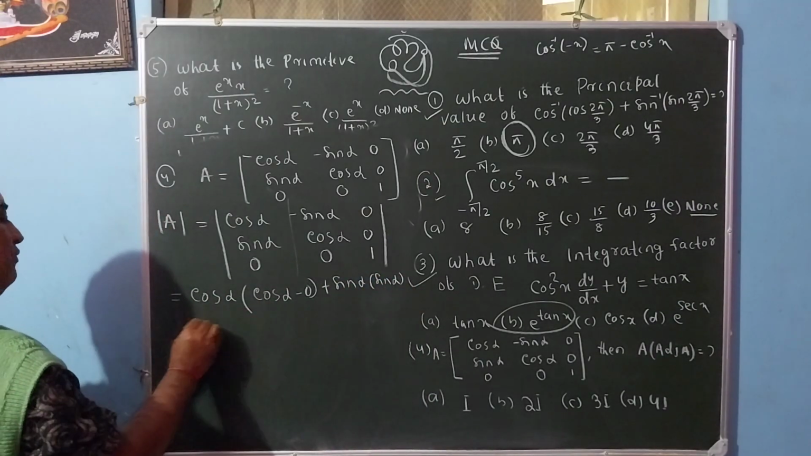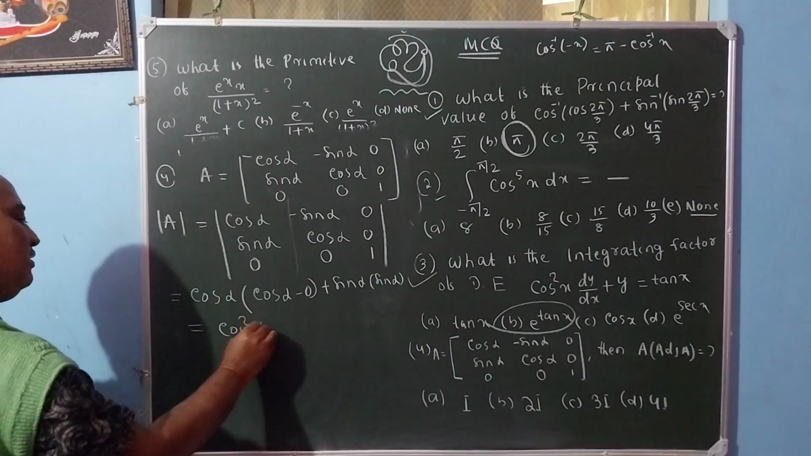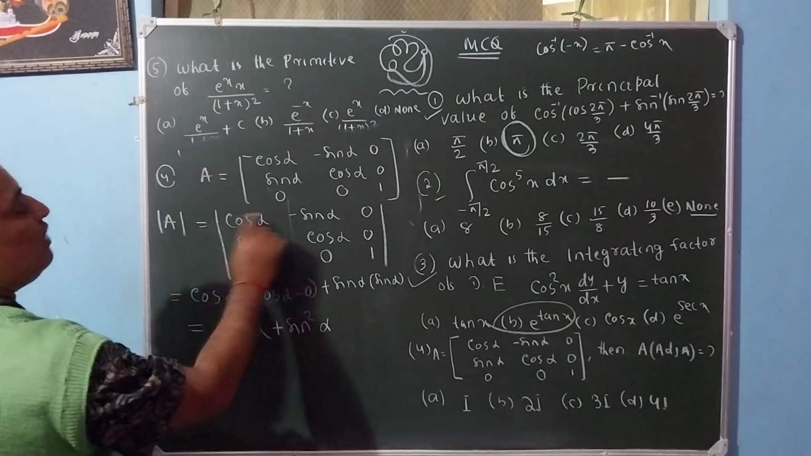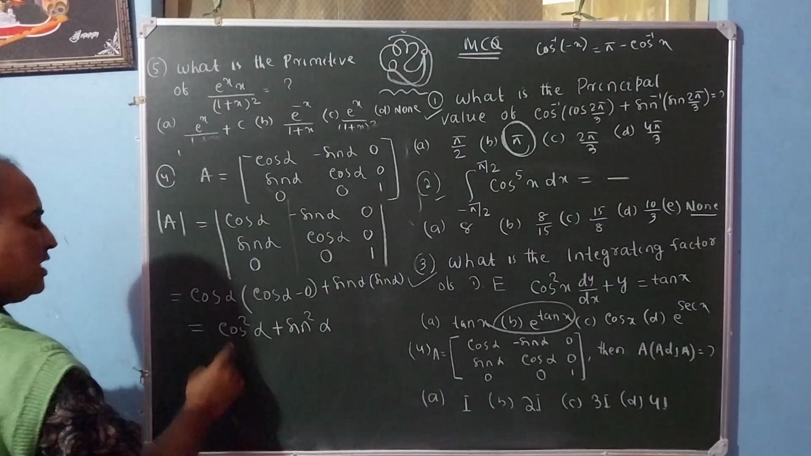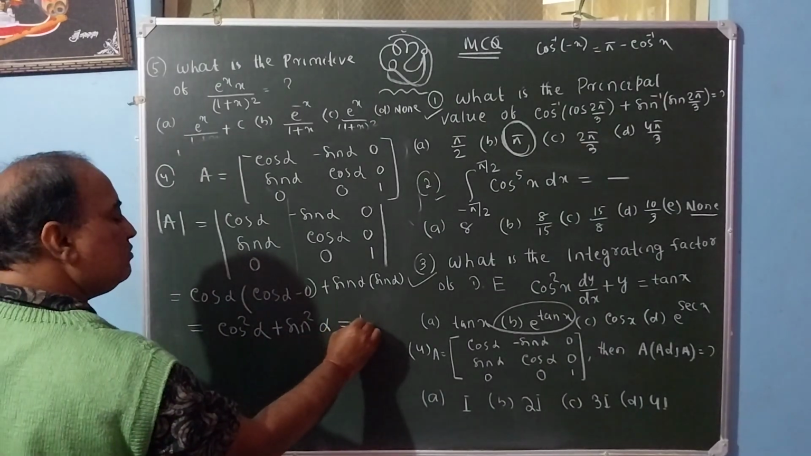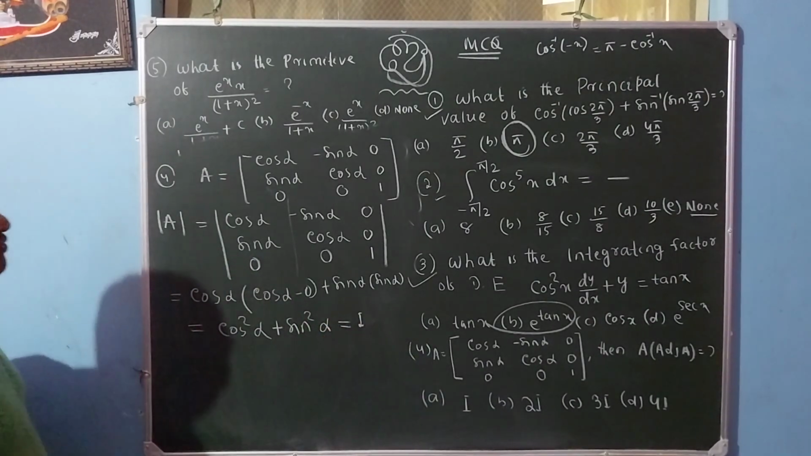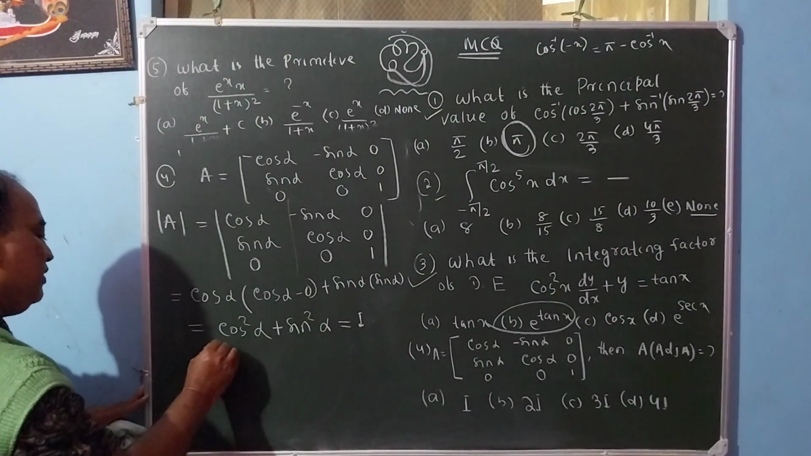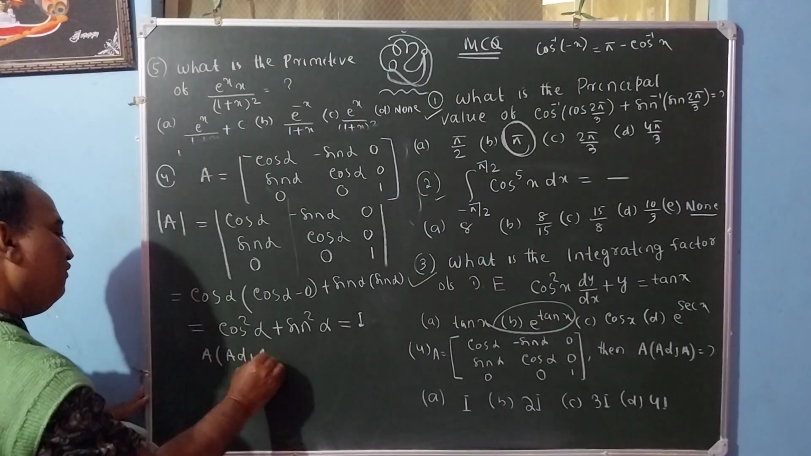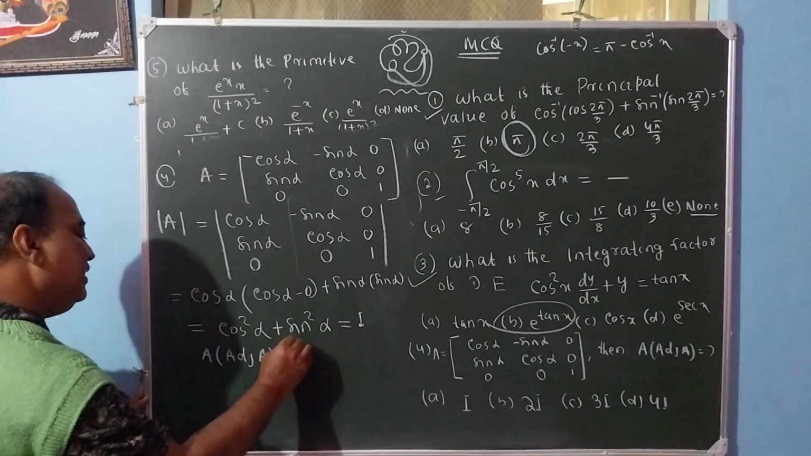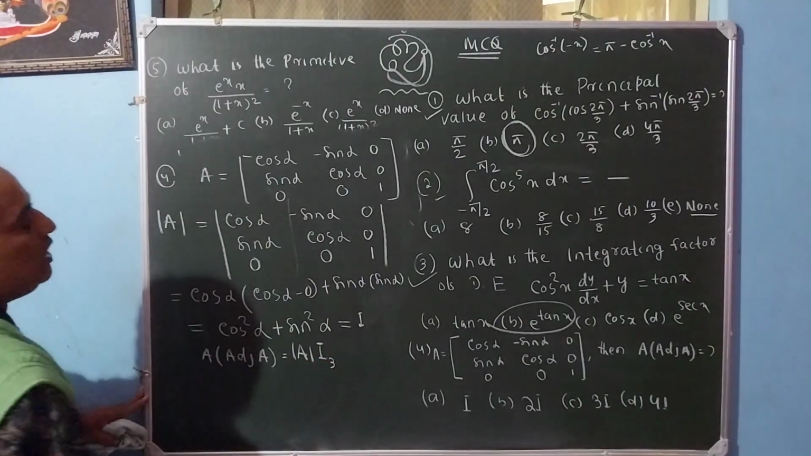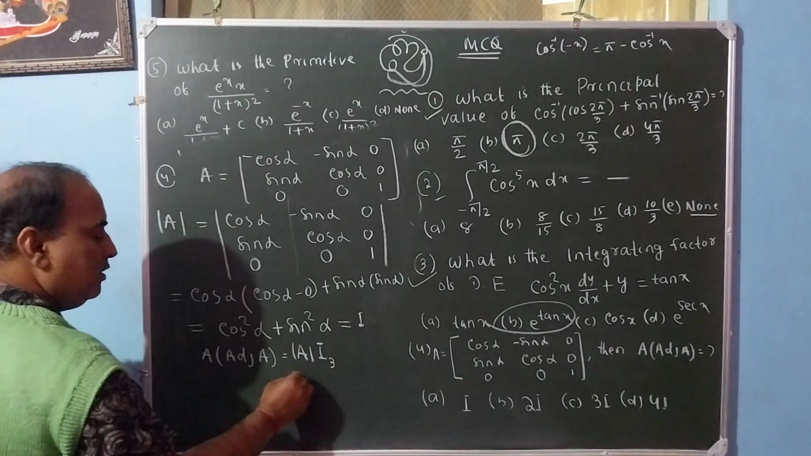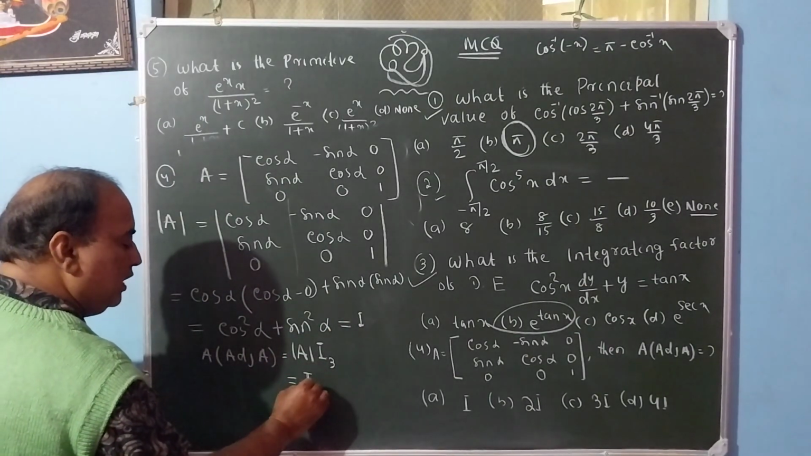So cos alpha into cos alpha is cos square alpha. Sin alpha into sin alpha is sin square alpha. It is the evaluation with signs plus, minus, plus. Cos square alpha plus sin square alpha is 1. We know A into adjoint A, the formula is always mod A into I3, because it is a third order matrix. The value of mod A is 1, so it is I only.